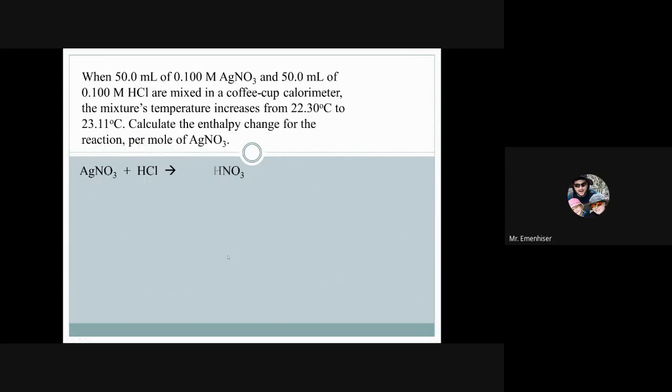Here's another example. When 50 milliliters of this acid and this acid are mixed, or silver nitrate and that's mixed, the temperature goes from this temperature to this temperature. Calculate the enthalpy change for the reaction per mole. We did one just like this.